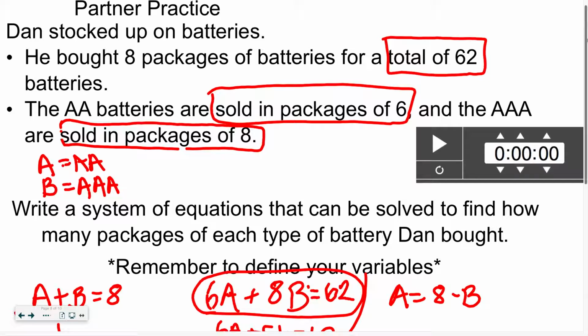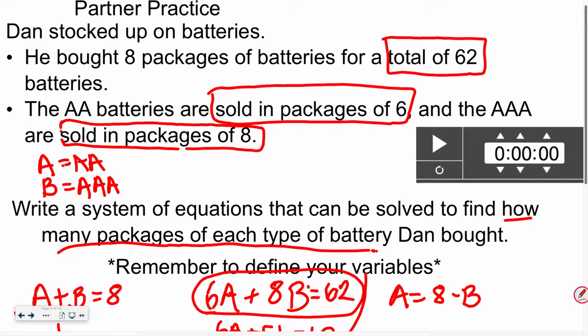We always want to start by identifying the unknowns. The unknowns here are the number of packages of AA and the number of packages of AAA. And usually that's told in the question itself, where it says, solve how many packages of each type. The information at the top where it says he bought 8 packages of batteries, that's the key. If my two unknowns are the AA packages and the AAA packages, I do know that he bought 8 total packages. So that's how I pull that information. And then the 62 is the individual batteries.